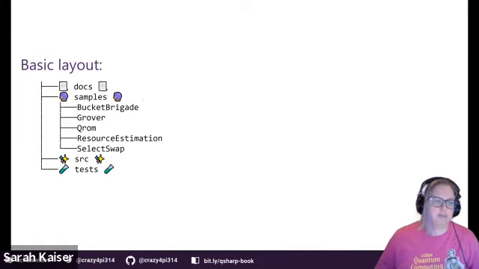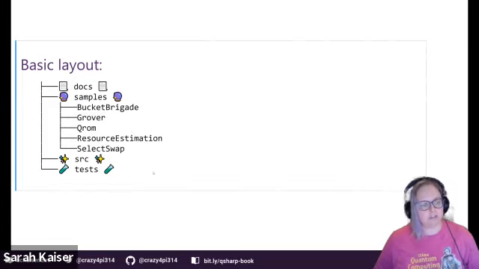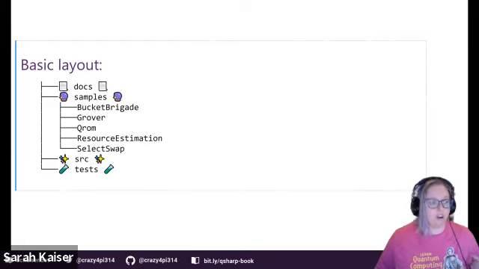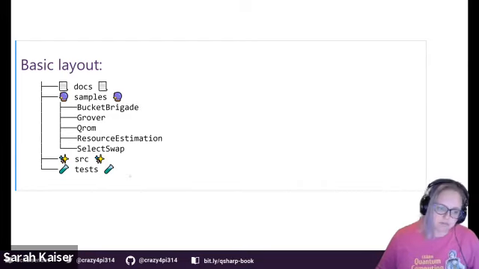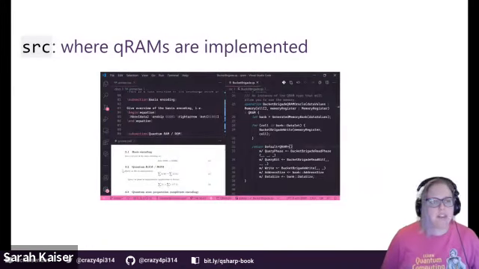So we have docs, we have our samples. We've implemented samples for each of the different types of QRAM that we have, as well as some algorithmic use cases. We actually did an implementation of Grover's where you can swap out some of the reflections with calls to the QRAM oracle. And then the source for the library and tests, pretty simple.